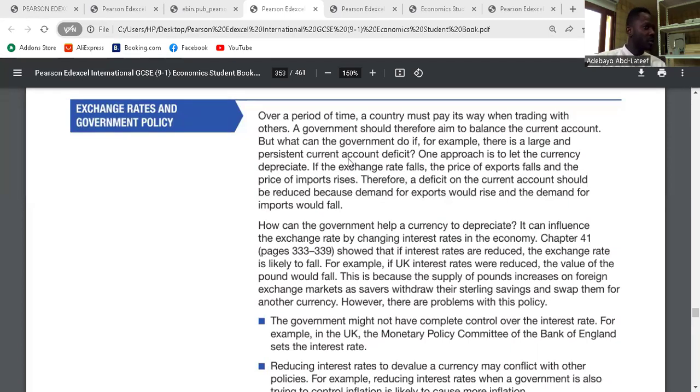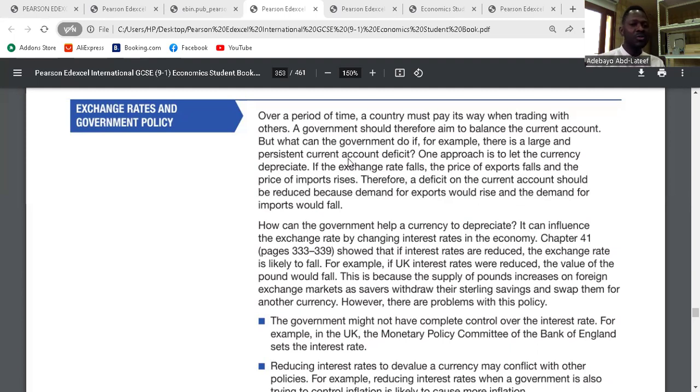Exchange rates and government policy. We know what government policies are. Government policies are tools the government uses to manipulate, to control, to adjust the economy, like monetary policy, fiscal policy, supply side policy. These are what government will use to adjust or to achieve their macroeconomic objectives.